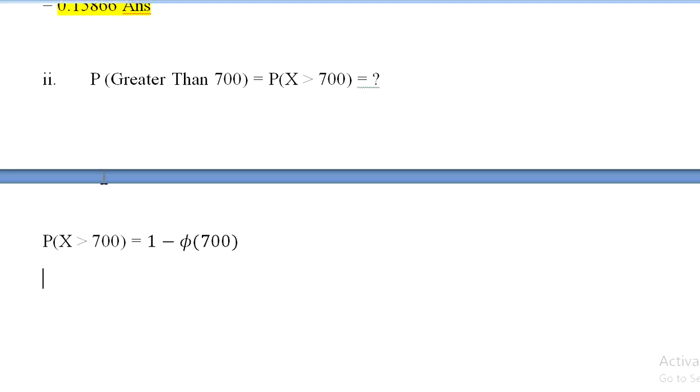ओके, सो अभी ये हमारे पास x वेरिएबल है। सबसे पहले हम इसको ट्रांसफॉर्म करेंगे z वेरिएबल में। Now as we know, the z variable is x minus mu divided by sigma. Now we will substitute the value, which is 700. Okay, I just copy paste this formula.